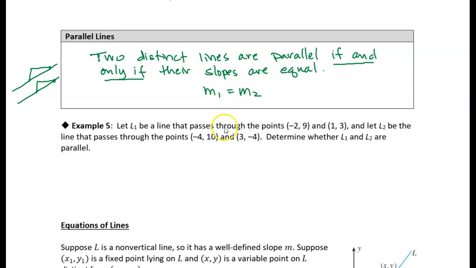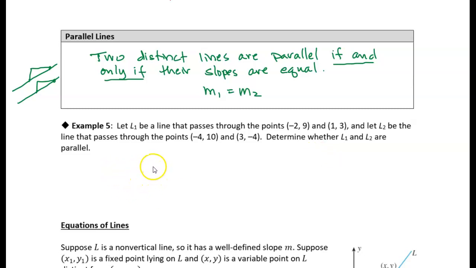All right, so let's take a look at example 5. We have line 1, L1, a line that passes through these 2 points, (-2, 9) and (1, 3). And then L2 is a line that passes through (-4, 10) and (3, -4). Okay, so we've got these lines defined by 2 points that they're passing through, and we want to determine whether these lines are parallel.